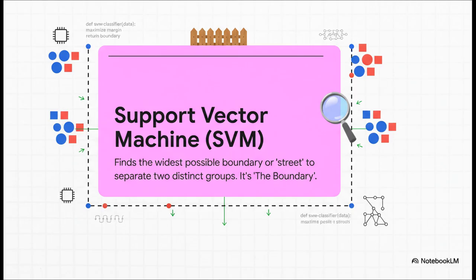Okay, our final tool for today is the support vector machine, or the boundary. Now, just like logistic regression, it separates two groups. But the SVM is a little different. It's not just looking for any boundary. It's looking for the boundary that creates the widest possible gap, like a street, between the two groups. Think of it like building the most robust, widest fence you possibly can between two different herds of animals.